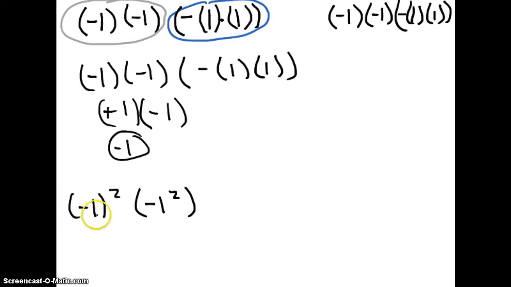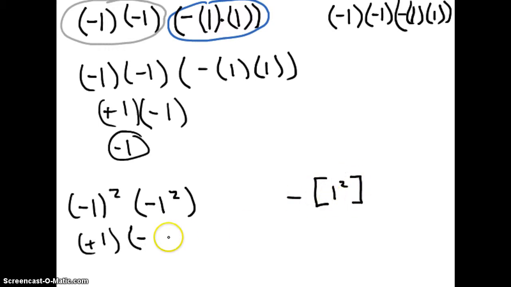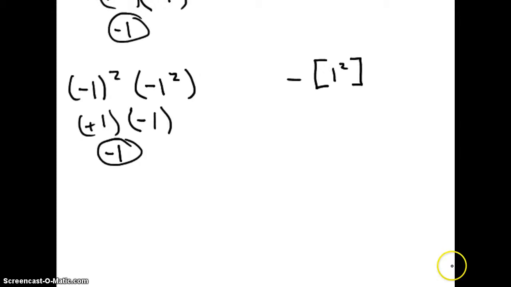I see that I multiply this by itself and I get a positive 1, and I see that this negative is actually talking about the opposite of 1 squared. So I'm taking the opposite of whatever this number is right here. This number turns out to be a 1. The opposite of 1 is negative 1. And that should give me a negative 1 down there at the bottom.